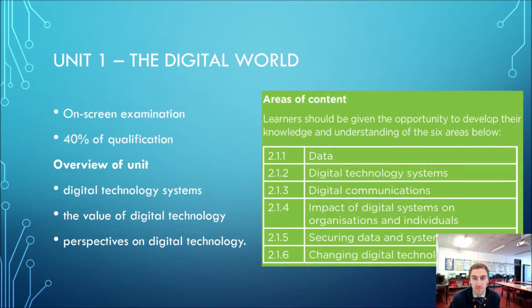So if I break that down a little bit further, so the area of content, learners should be given the opportunity to develop their knowledge and understanding of these 6 areas below. So the first one then is going to be about data. So they're going to look at analog and digital data, measuring and storing that data. Then move on to digital technology systems.